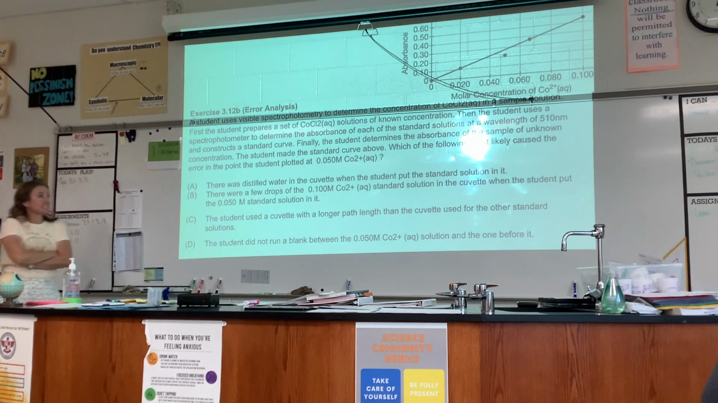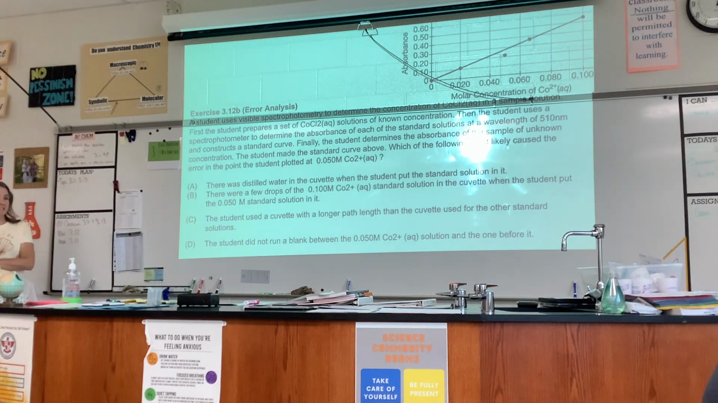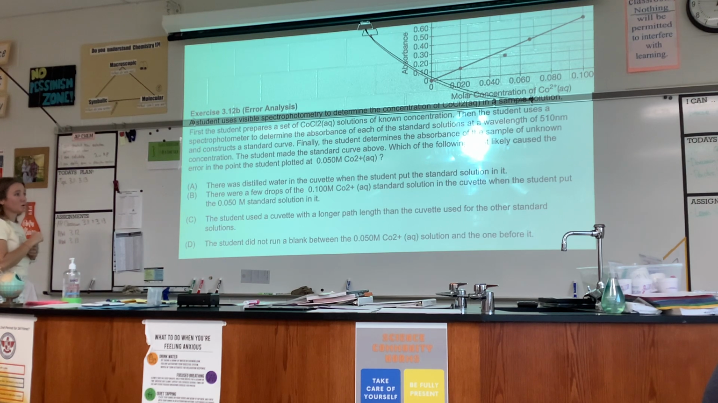First, the student prepares a set of solutions of known concentration. So again, they're describing that process of creating your calibration. And then they use it to determine the absorbance of each of the standard solutions at a wavelength of 510. So look, that was the max wavelength they found it to be. Okay. Finally, the student determines the absorbance of the sample of an unknown concentration. The student made the standard curve above. Which of the following most likely caused the error in the point the student plotted at 0.05 molarity?